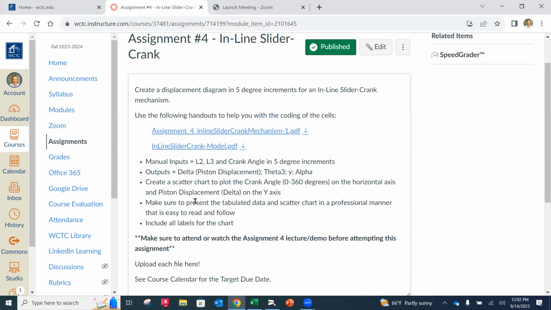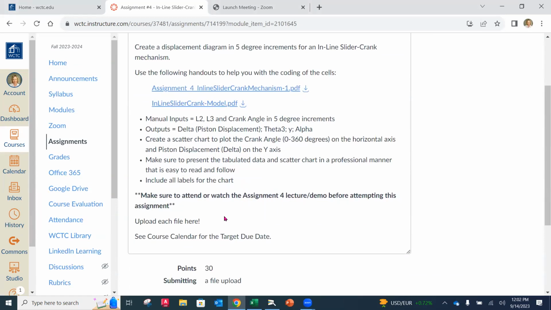A couple of little notes here, going along with the same requirements we've had for the last assignments: make sure to present the tabulated data and scatter chart in a professional manner that's easy to read. Include any labels that are required on the chart. At the very least, you've got to put a title on it, and you have to label the axes with their units. Make sure you're watching this, because I give you the details and the requirements through either attending the lecture or watching the recording. You'll be uploading your file to this.